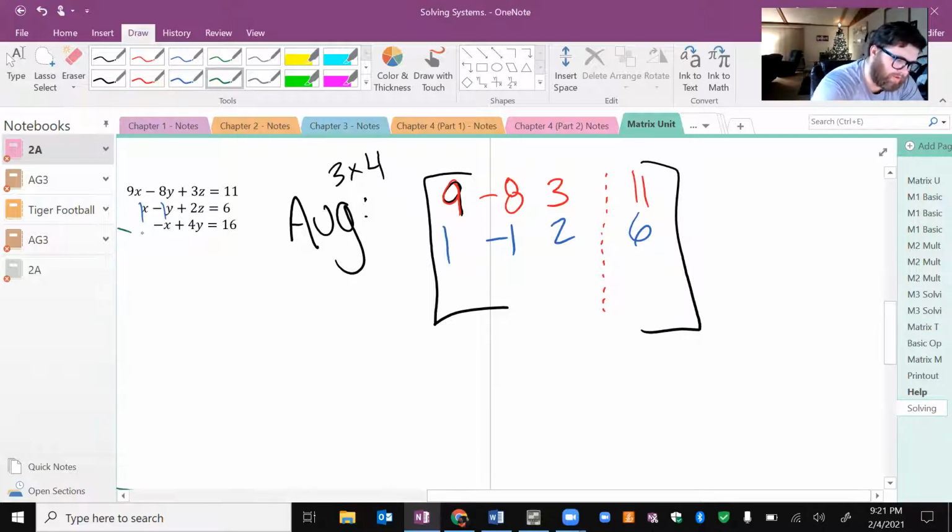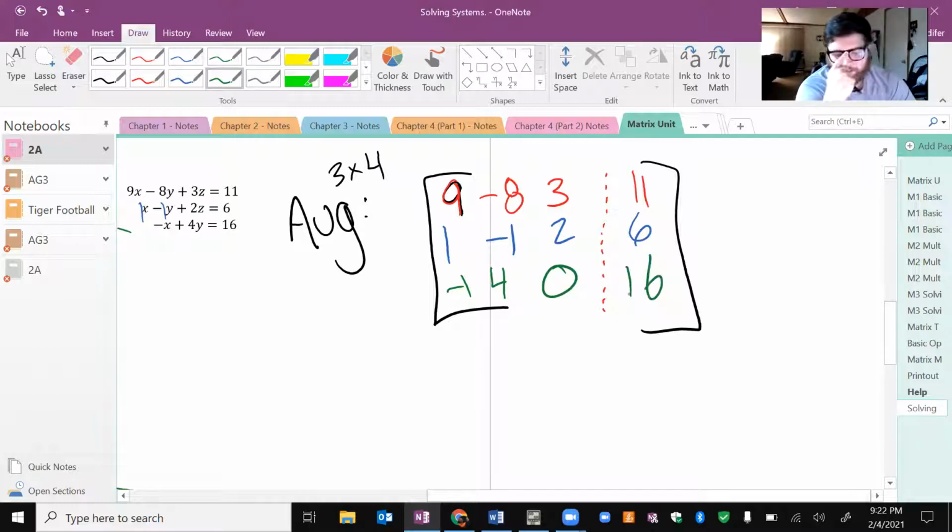Okay, last but not least, my green row. I have -1. Here's where I need the placeholder. My 4 is my y, and I do not have a z, so we're going to put a placeholder in so we don't get confused. We have 16.